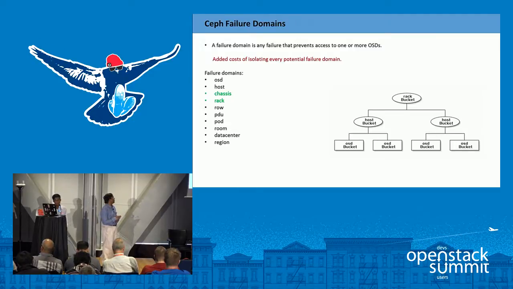For example, if you want to go for rack, we should have a minimum of 3 racks or 2 racks as per the replication count. So I recommend that, based on this, you select the chassis or the rack as the failure domain for data durability and data availability.